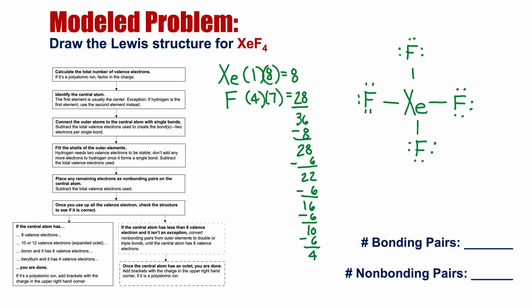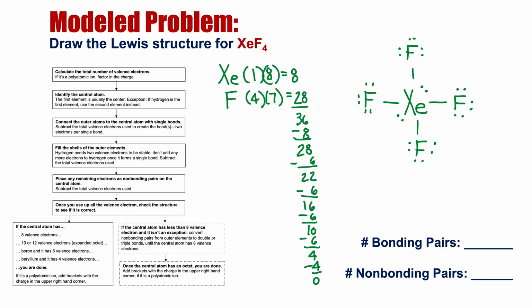So I need to place any remaining electrons as non-bonding pairs on the central atom. I have 4 left over, so I have to place 2 non-bonding pairs on that central atom. The key thing is I need to clearly see that it's 2 separate non-bonding pairs. So I'm giving them their own space. I'm making sure it's very clear that there's 2 non-bonding pairs added onto that central atom. So now I've used up all of my valence electrons. When I go through and check xenon, there's 2, 4, 6, 8, 10, 12 valence electrons around it. Therefore, it's an expanded octet, and I stop.